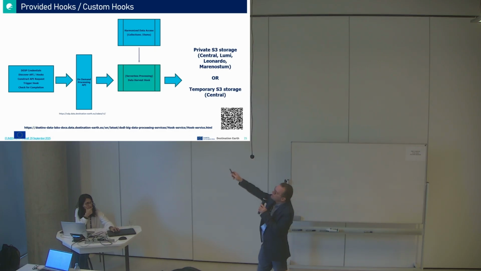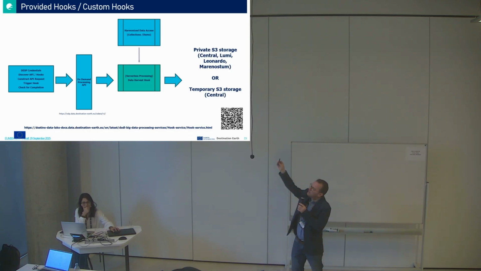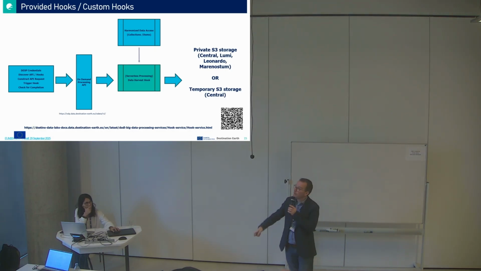You call this on-demand processing API, which does the request. You get the processing happening. That would integrate with our harmonized data access component, which would pull in the data, and then, depending on whatever hook you're trying to use, that would do the processing, or just simply put it in a bucket somewhere.